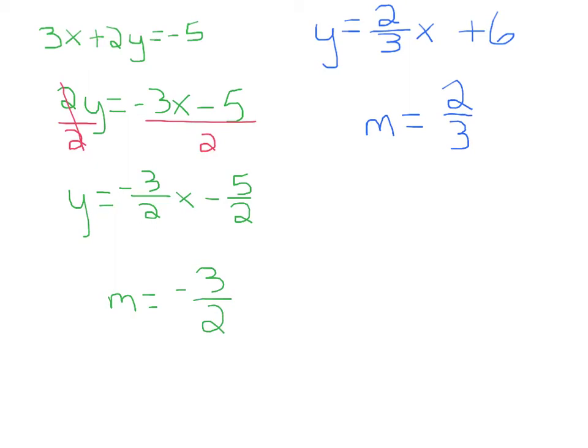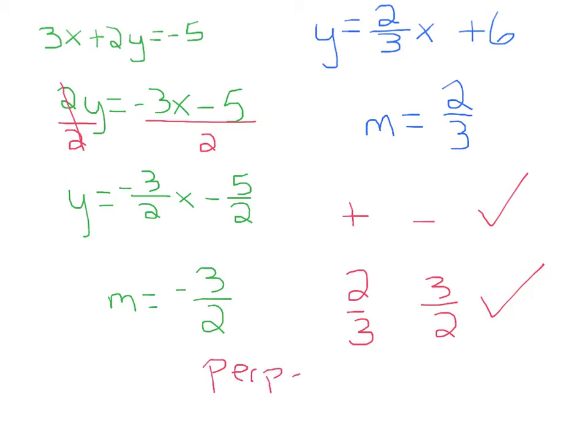Well, we can look right away and know that they're not the same slope, so they're not parallel. Now we just have to determine if they're perpendicular or not. Let's see, one is positive and the other one's negative. And then we have 2/3 and 3 over 2, 3 halves. And those are reciprocals, so they are opposite reciprocals. Therefore, these two lines, if you were to graph them, are perpendicular.